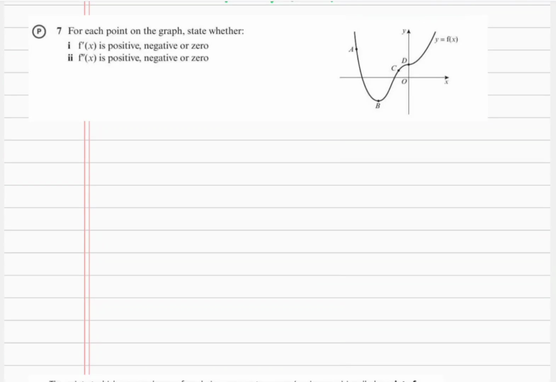Hi everyone, this video is on exercise 9 question 7. So we have this curve, and in the first part we want to find whether the gradient is positive, negative or 0 at each of the points. So we have basically 4 different points, A, B, C, D.